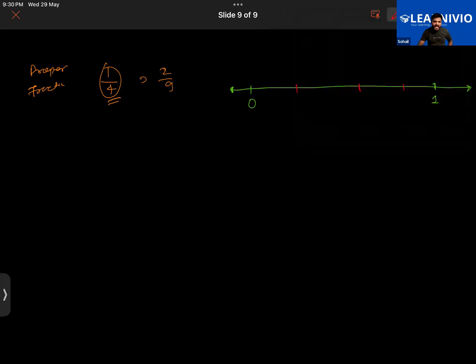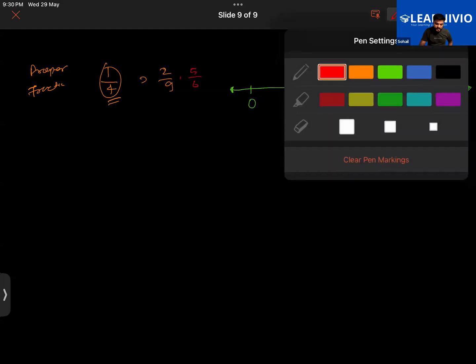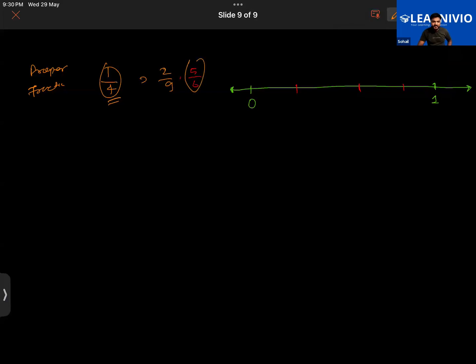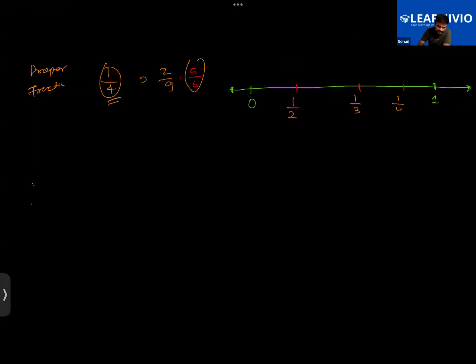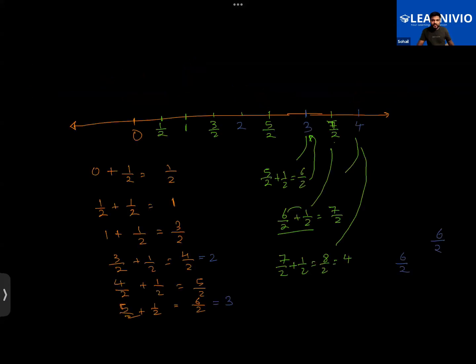Now suppose that we have to mark the number 2 upon 9 on this. Or suppose you want to mark the number 5 upon 6, for example. Let us understand with the first one only right now, 1 upon 4. So we will write 1 upon 2 over here, 1 upon 3, then 1 upon 4 like this. If you can recall, just like we were doing in the previous method, like this one over here. How were we proceeding in this method?